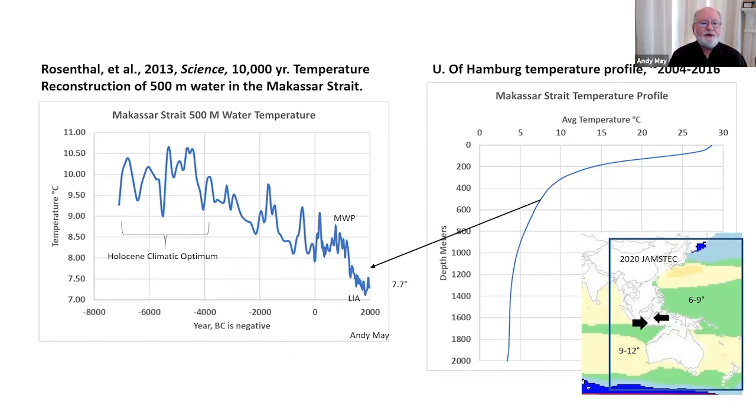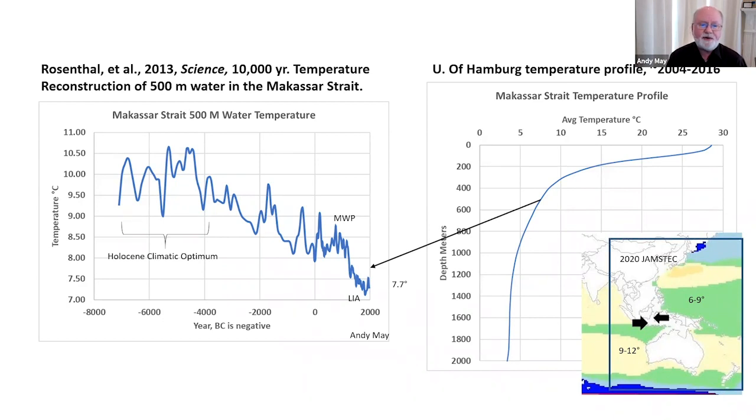And then we start the neoglacial decline, which goes to the medieval warm period about 1,000 years ago. And the medieval warm period in that strait at 500 meters is around 8.5 degrees. Then the temperature falls rapidly down to a minimum in the Little Ice Age.